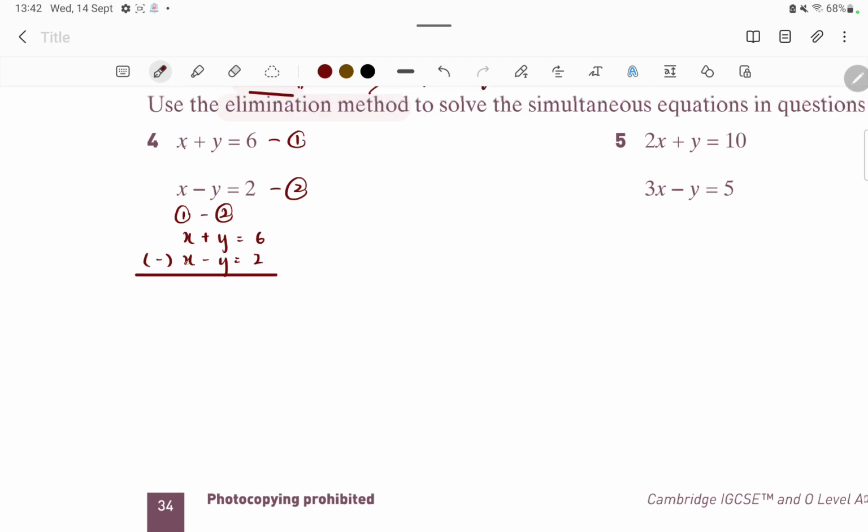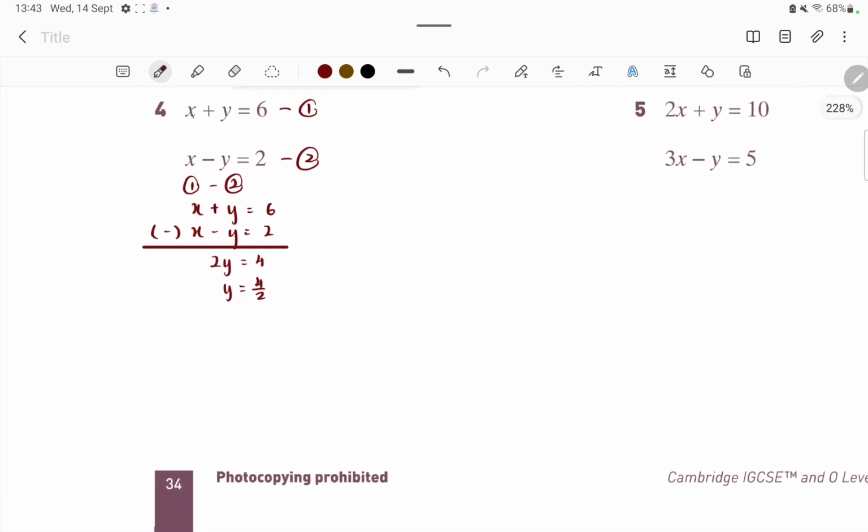And then after that, x minus x, you should get 0, so you don't write anything over here. Plus, and then this one minus, and here negative becomes positive. So y plus y, you should get 2y. 6 minus 2, you should get 4. So y equals 4 over 2, because when you move to the other side it becomes divide, right? And then after that, you should get y equals 2 as your final answer.